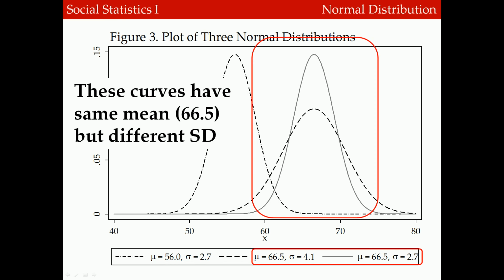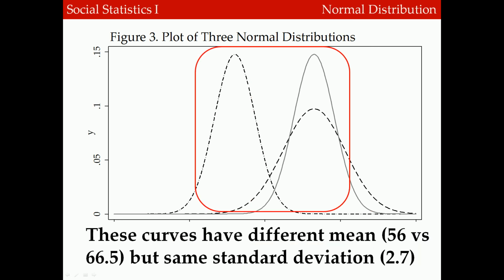Notice that the curve represented by the dashed line has a standard deviation of 4.1, while the curve represented by the solid line has a standard deviation of 2.7. Notice that the dashed line curve has a much higher spread or variation around the value of the mean, but a much lower peak, whereas the curve with the smaller standard deviation has a much higher peak and a narrower distribution of cases around the mean.